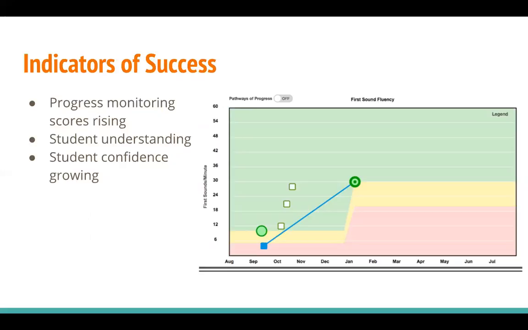And this is an example of a first sound progress monitoring form from one of our students in kindergarten. So this is a great indicator of success. They started off very low in the red, and now they're going up, they're very close to 30, which is the middle of the year goal. So this is a great indicator of success with this student.